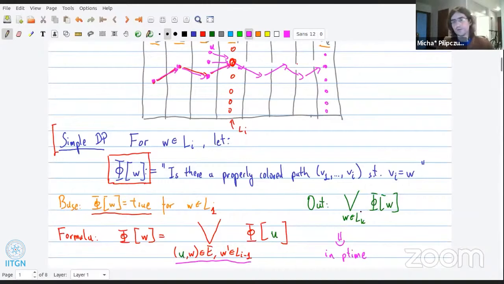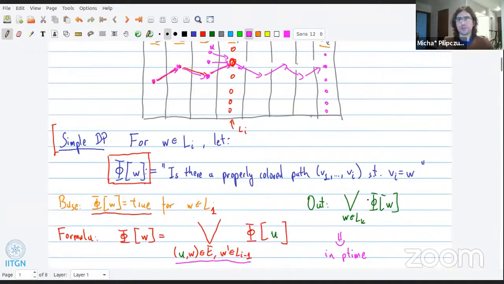So now we would like to use this algorithm that we have just seen to make an FPT algorithm for the general variant of the problem, where no colors are given at the beginning on the graph.